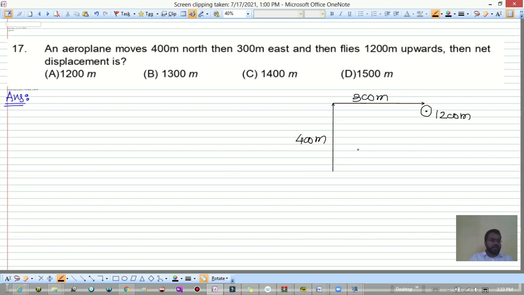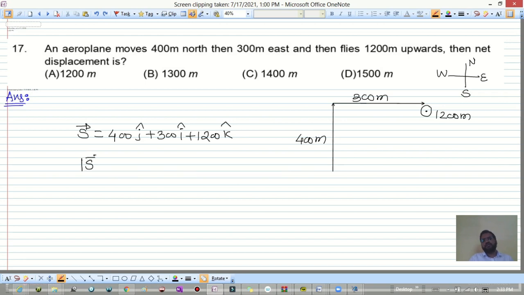Now the displacement vector s bar, you can write 400 along the y-axis, that indicates 400 in j hat. Right, now north indicates y-axis, east indicates x-axis, south indicates minus y, and west indicates minus x. So this is 400 in j hat, then plus 300 in i hat, and vertically upward means k hat, that is 1200 in k hat. So this is the displacement we have.